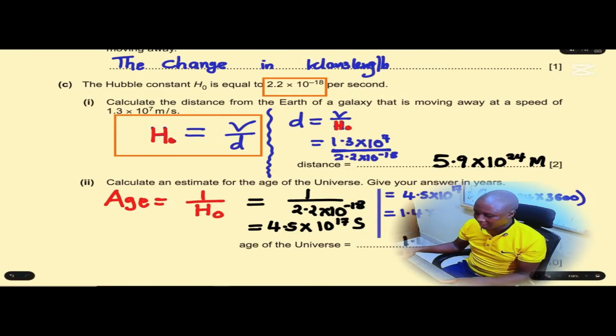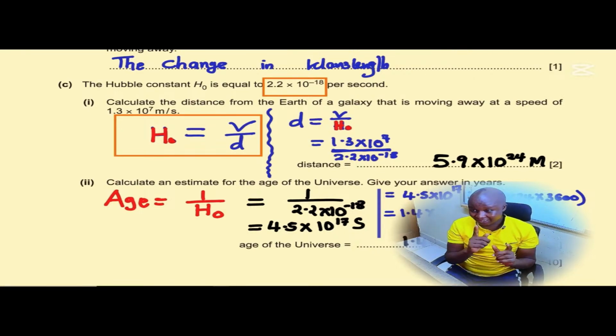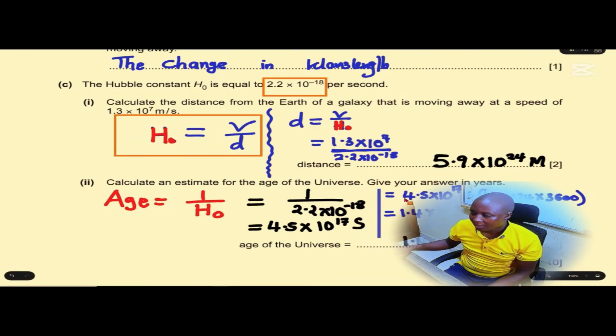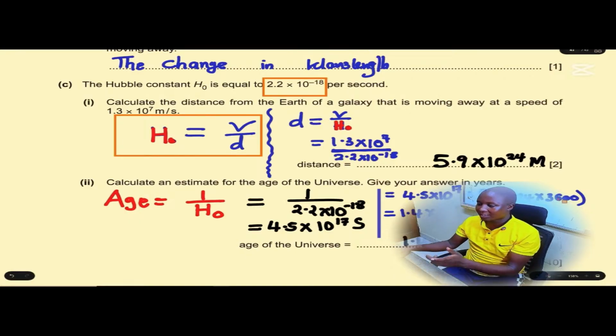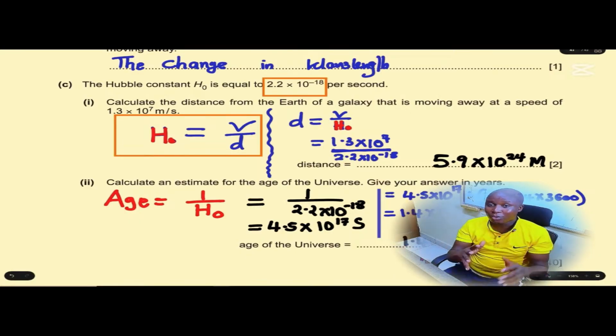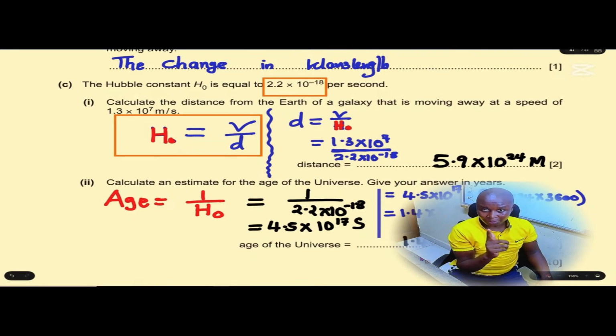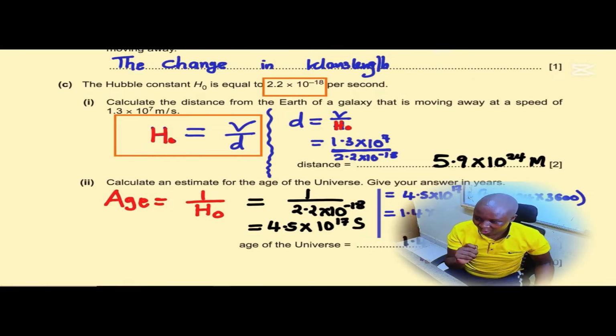But here we are supposed to work out the age of the universe in years. So you are going to divide this time in seconds by 365 days times 24 hours times 3,600. So anytime you are asked a question from space physics, you remember that.